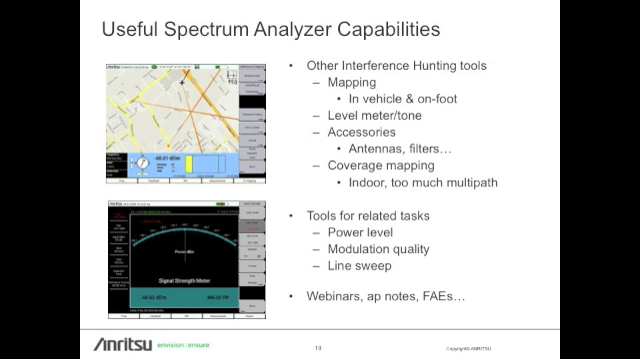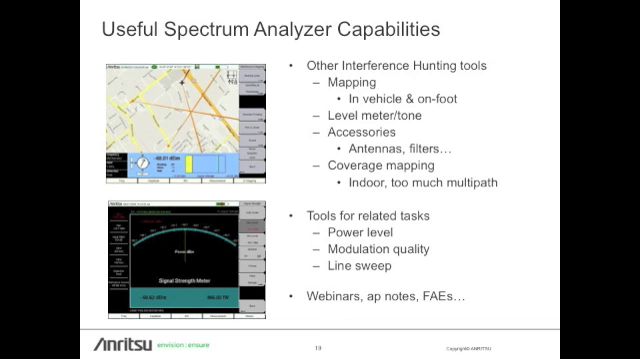And coverage mapping sometimes. There's occasions, especially indoors, when there's so much multipath that you can't get a good bearing. But there's still free space loss. So if I can, say, walk around inside a building, I can keep track of what the signal levels are. I can get an indication of where the emitter is.